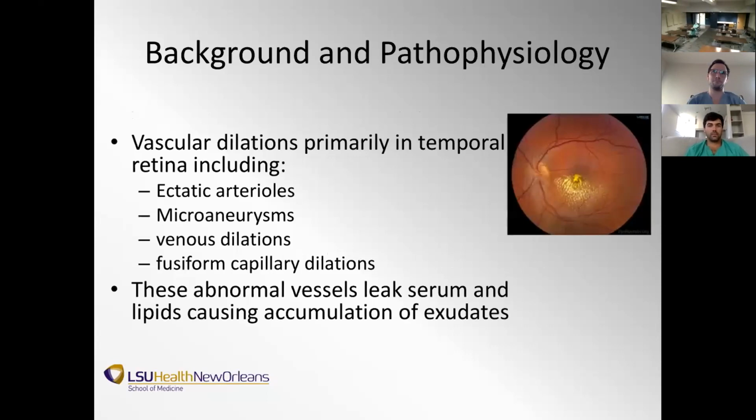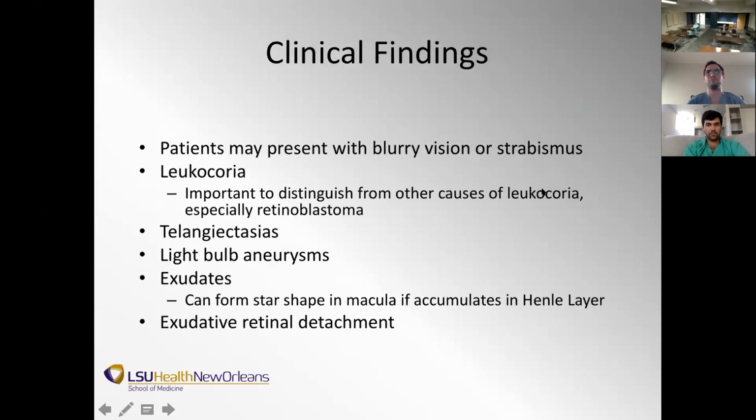So the vascular dilations or the telangiectasia are primarily found in the temporal part of the retina. Those findings can include ectatic arterioles, microaneurysms, venous dilations, fusiform capillary dilations. Those abnormal blood vessels are leaky, so they leak serum and lipid, and that causes accumulation of exudates and subretinal and intraretinal fluid, which leads to the exudations that you can see on exam.